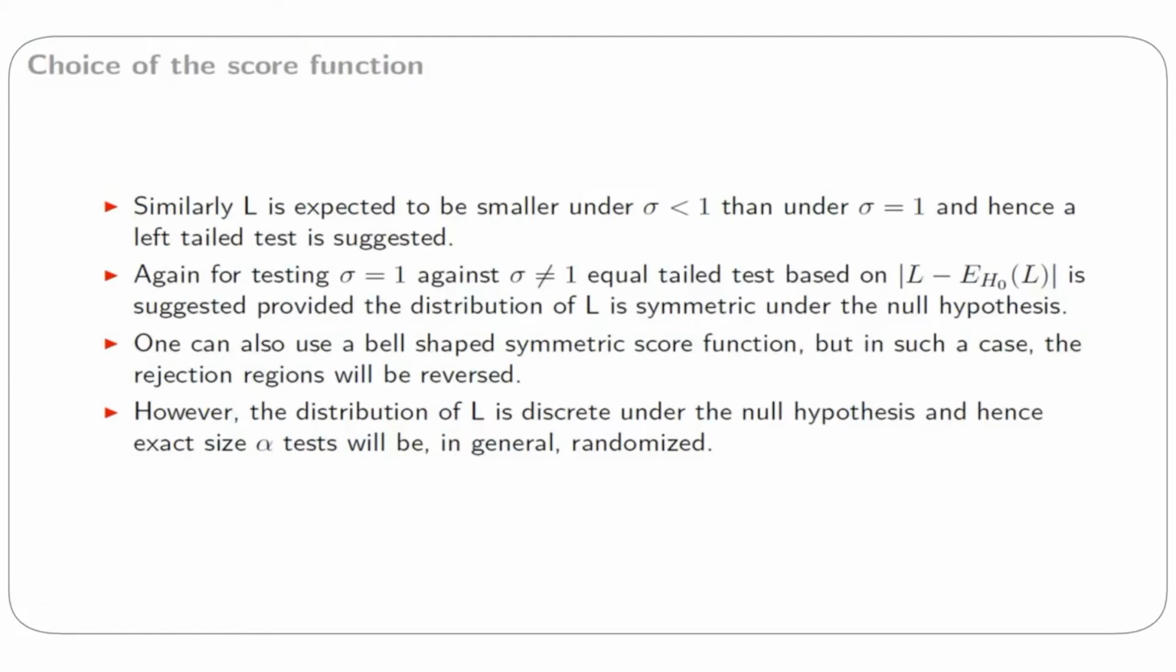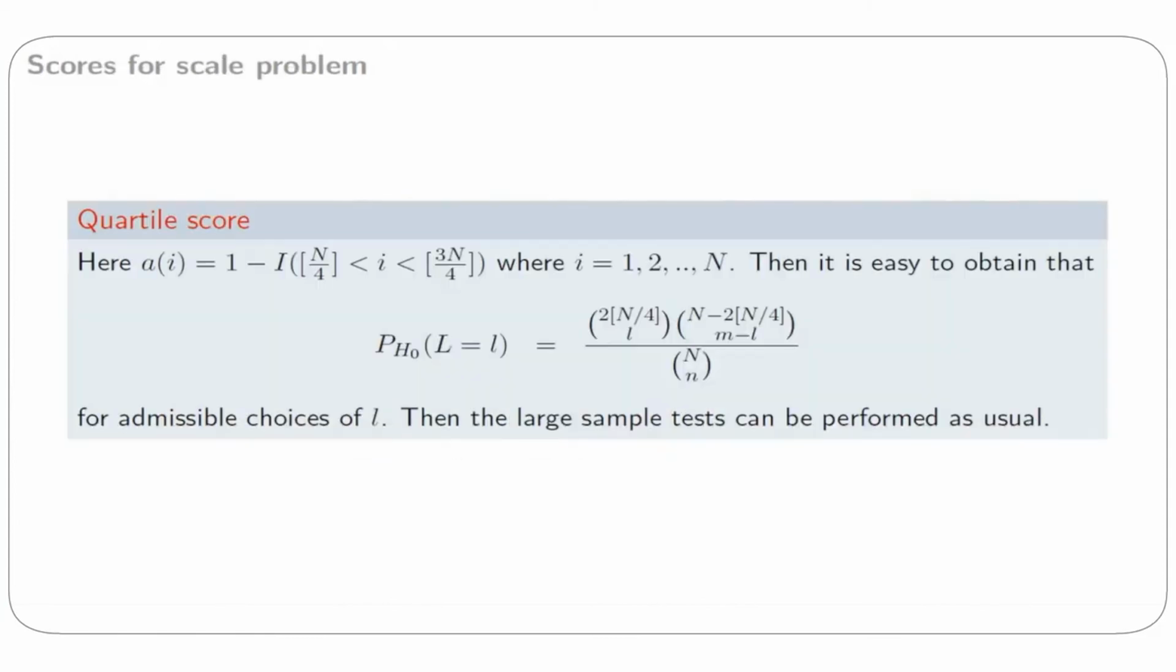Further, one can also use a bell-shaped symmetric score function, but in such a case the rejection regions will be reversed. However, the distribution of L is discrete under the null hypothesis, and hence exact size alpha tests will in general be randomized.